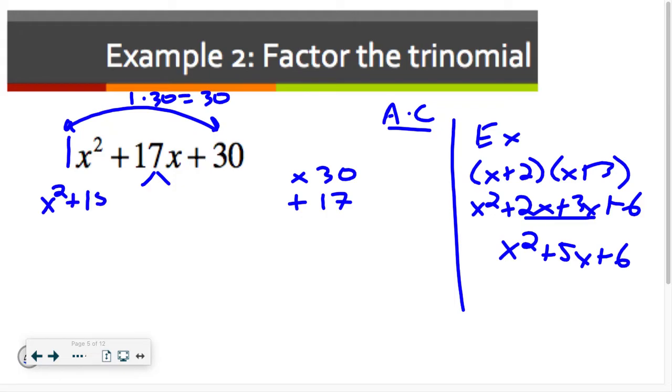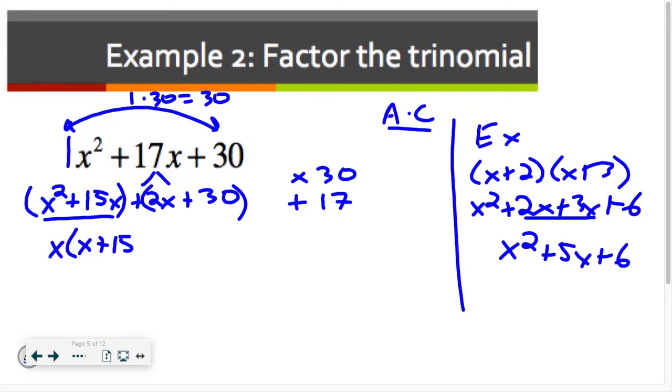So the goal here is, can I turn this into 2 terms in the middle that still add up to 17x? This is still an accurate description: x squared plus 15x plus 2x plus 30 is the same thing as my starting point. Now let's look at these as two sets. Again, we're thinking of reversing the distribution here. Out of x squared and 15x, they have an x in common. What's left is x plus 15. Out of 2x and 30, I have a 2 in common.